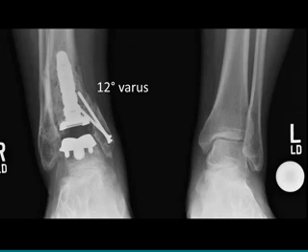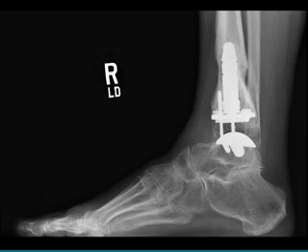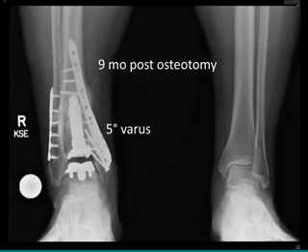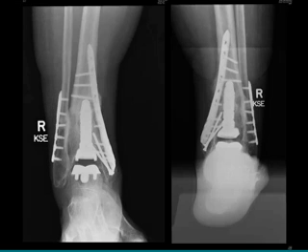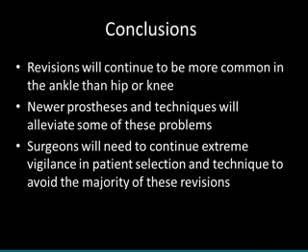Well, she collapsed back into about 12 degrees of varus because of the angulation of the fibula and the varus deformity. And so what do you do for patients like this who are symptomatic? Well, we did an osteotomy. It included an osteotomy of the fibula and plating the medial malleolus. We got her back to about 5 degrees of varus, not perfect, but it was asymptomatic, and this was 9 months out, and she's doing well with that. So you can correct these by doing an osteotomy above the prosthesis when they've been in.